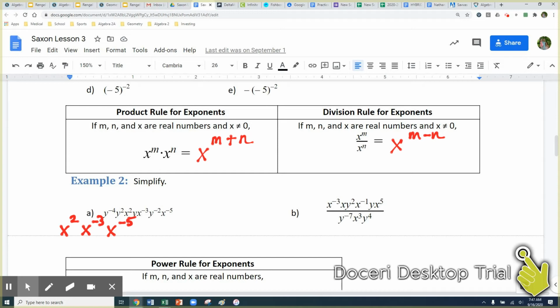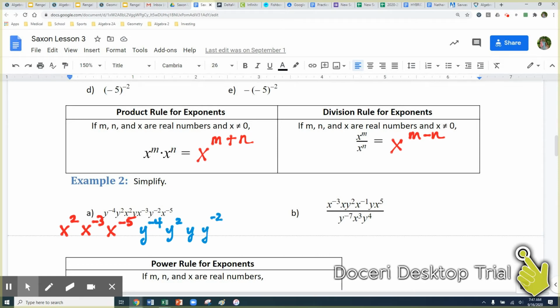Next, I'm going to do the y's in blue. So in blue here, we'll get our y's. We got a y to the negative 4. Then we've got a y squared. And we've got a y plain. And then we've got a y to the negative 2.